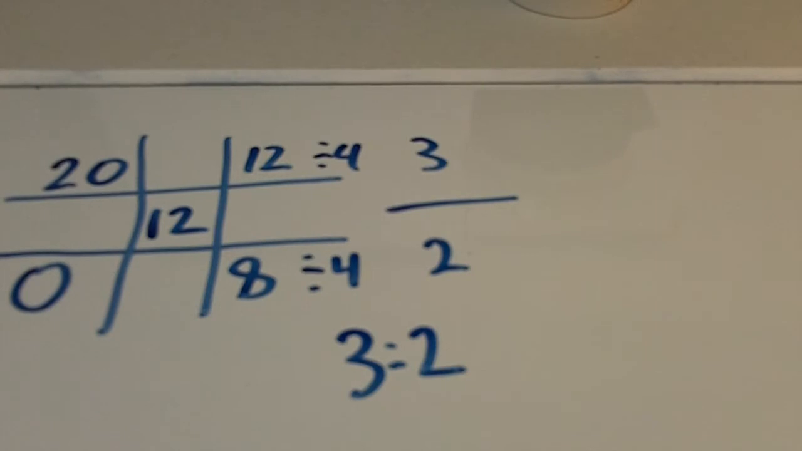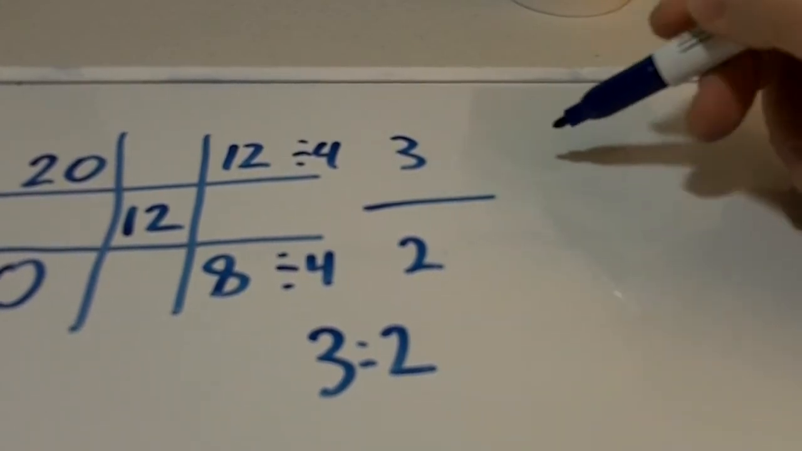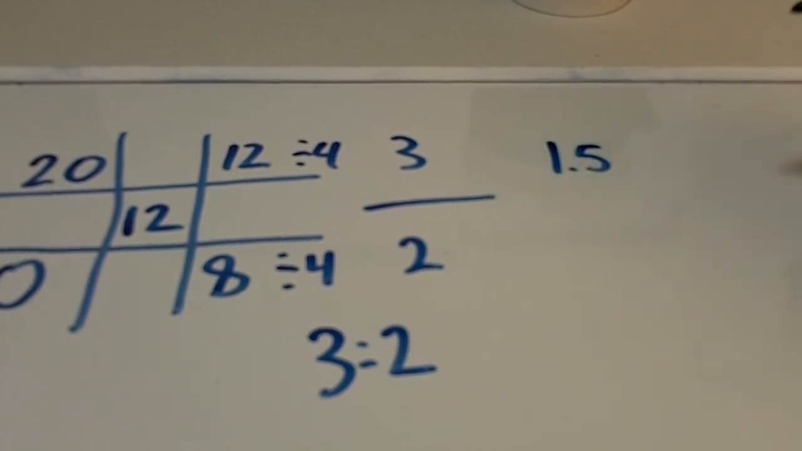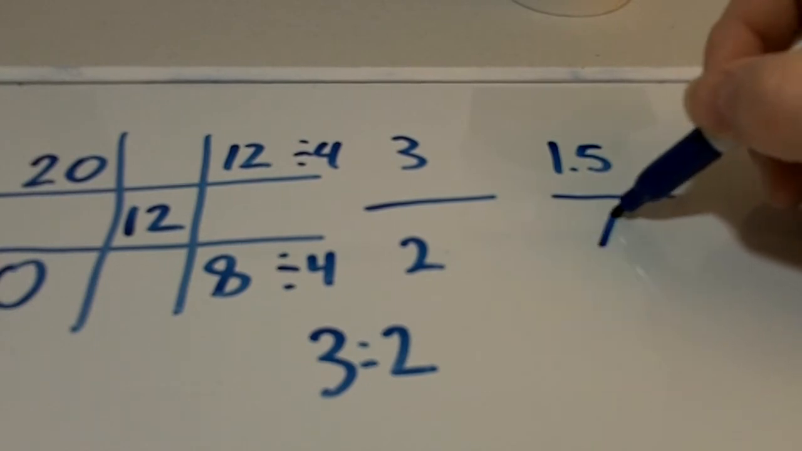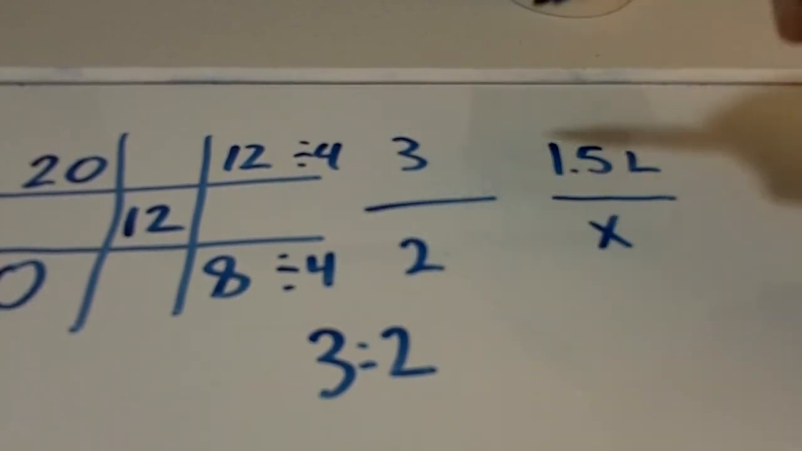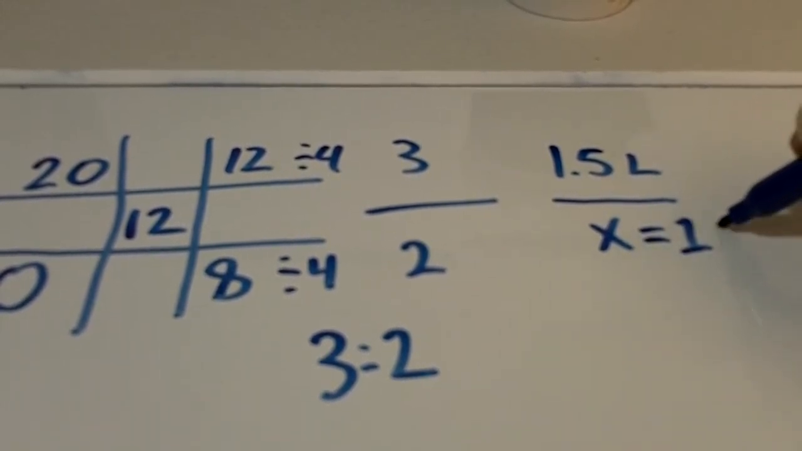Now I know that I have 1.5 liters of the 20% solution, so I could just do proportion math this way. I could do either 1.5 or 1500 milliliters, either way it's going to work. Then I could solve for x. If we did our proportions math, x would equal 1, or in this case 1 liter.